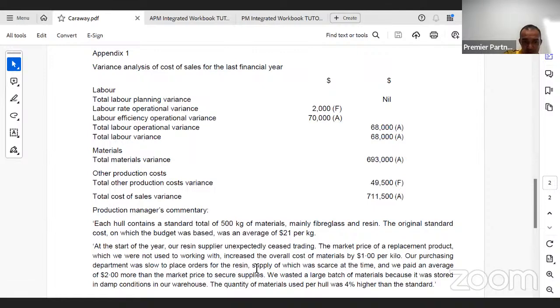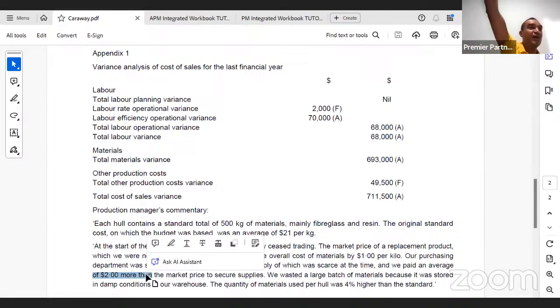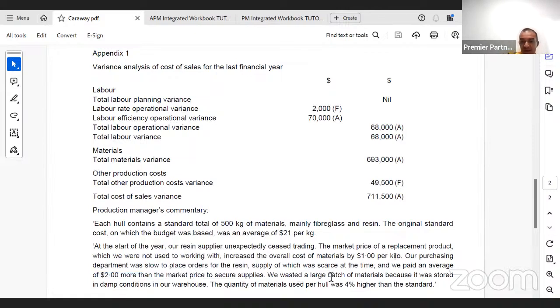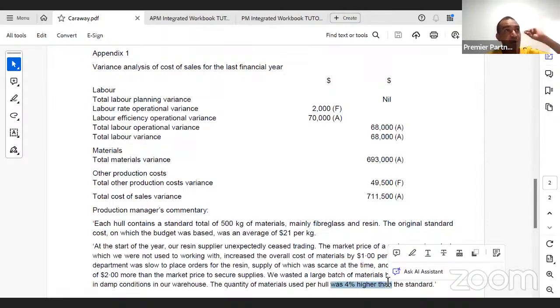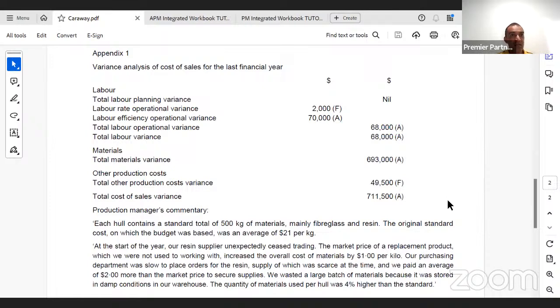Our purchasing department was slow to place the order. That is an internal problem, an internal inefficiency. The supply was scarce at that time, and we paid an average of 2 more. We wasted a large batch of materials because it was stored in damp conditions. The quantity of material used was 4% higher than the standard. In terms of price variance, we paid 2 more. In terms of usage, we wasted 4% more. Why? Because our storage conditions were bad. Now we need to incorporate this into our variance.